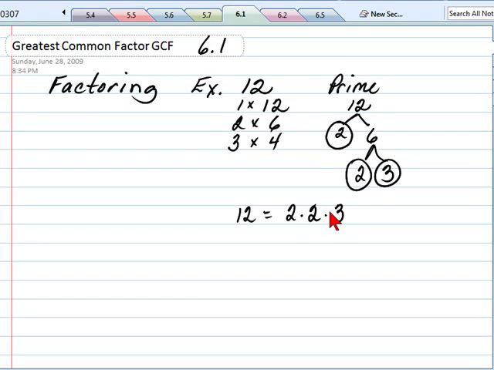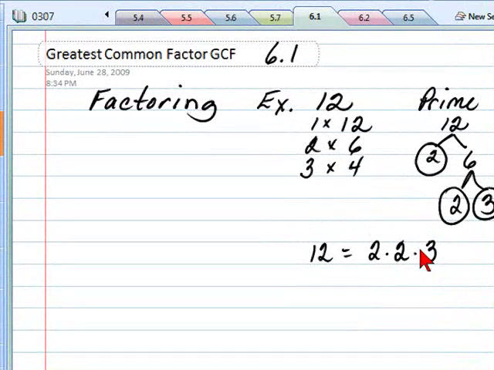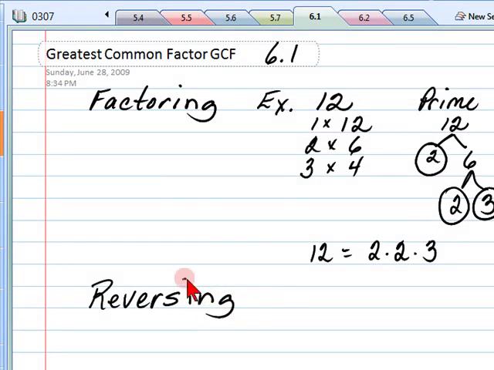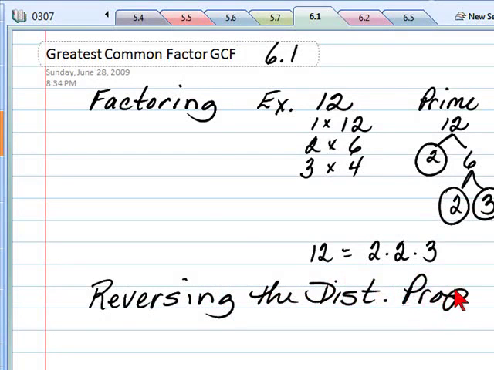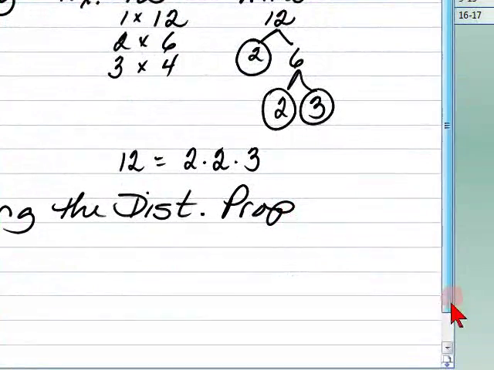Factoring polynomials starts out with the concept of the greatest common factor. It is the greatest, biggest factor that you can factor out of all the terms of the polynomial. And the greatest common factor is reversing the distributive property. We're going to reverse the distributive property.